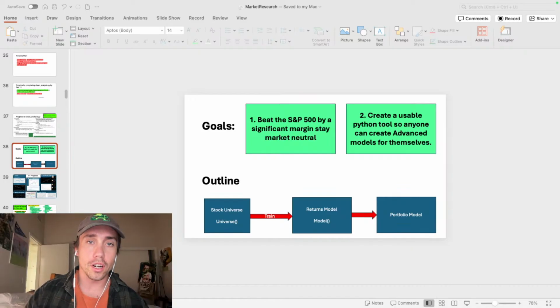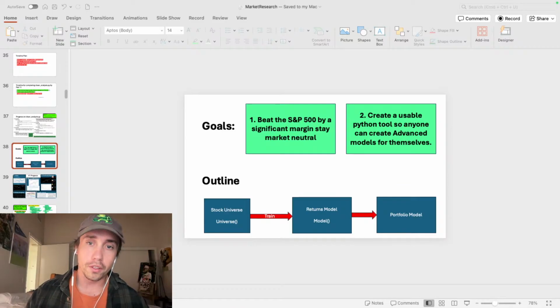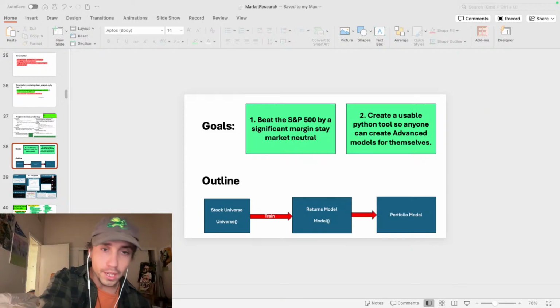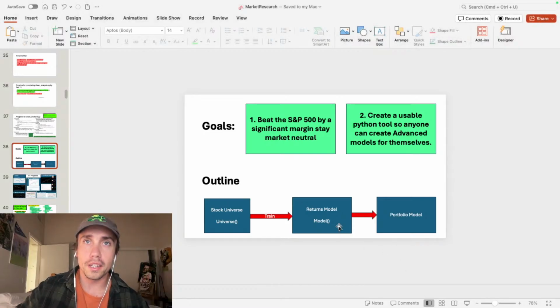Once I have the stock universe, the next step is to generate some model on that universe that's predicting returns. So it should be predicting returns, returns relative to the market, relative to sector, probability of a positive return, all of those things. That's basically that. I have a really good returns model. I'll go over that in a second.